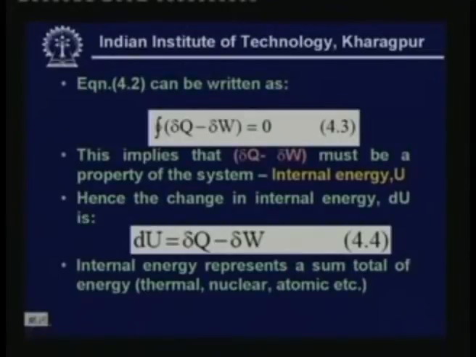So this property is known as internal energy. So that's how the first law defines a property called internal energy, and you can write the change in internal energy dU as δq minus δw. And what do we mean physically by internal energy? Internal energy represents a sum total of all energy forms of the system, for example thermal, nuclear, atomic, vibrational, rotational, etc.